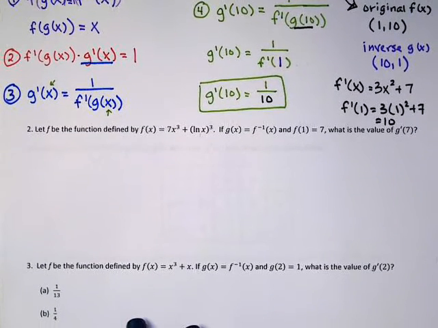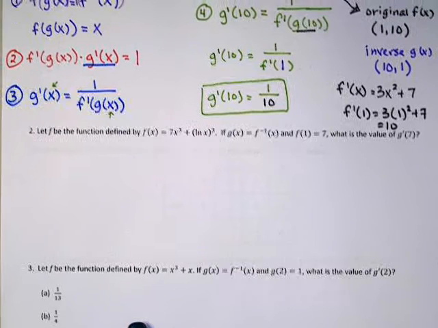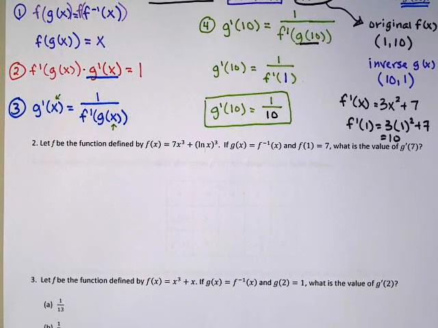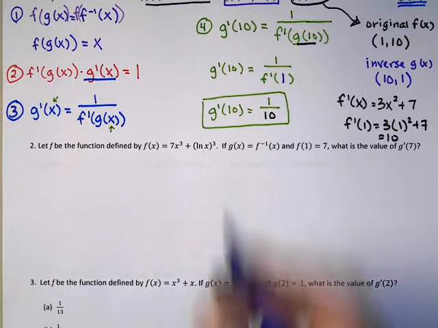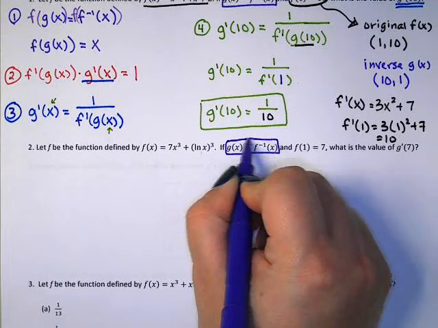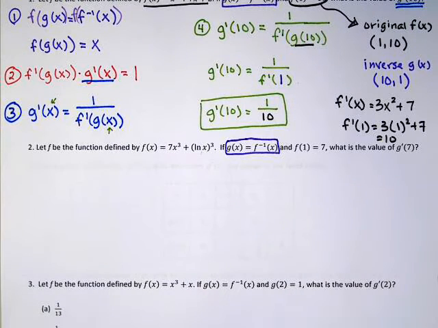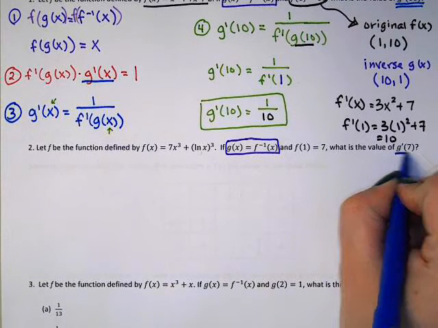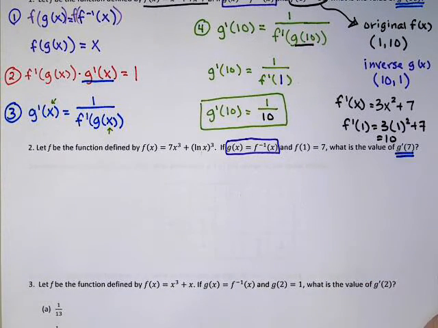So let f be the function defined by f of x equals 7x cubed plus natural log of x cubed. We've got g of x is equal to f inverse of x. And we were given f of 1 equals 7. What is the value of g prime of 7? So we're going to need to actually find g prime.